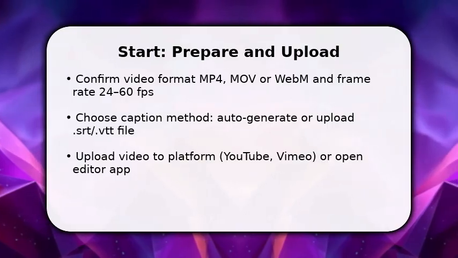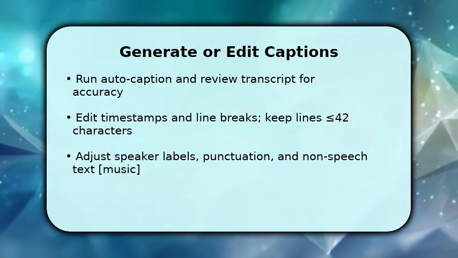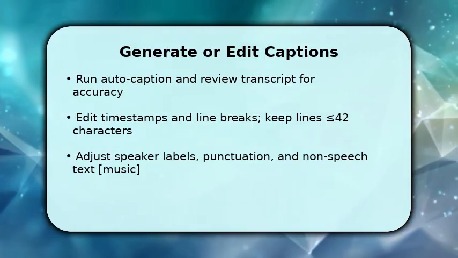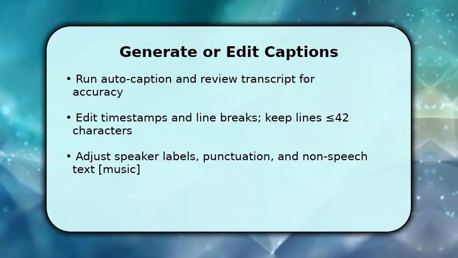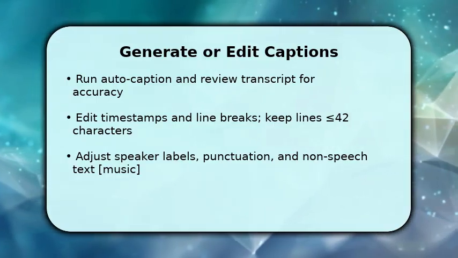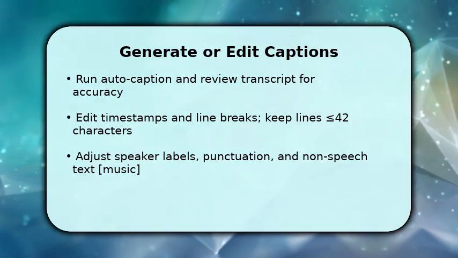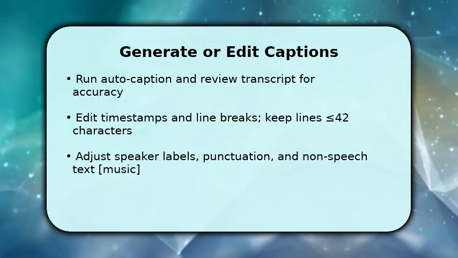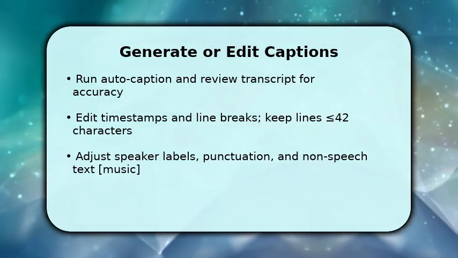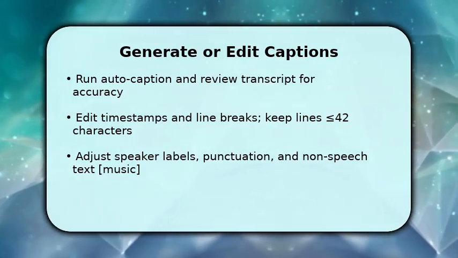Now focus on the middle work, creating and refining the text. If you used auto-generate, play through and correct misheard words because automated tools often stumble on names and acronyms. Then fine-tune timestamps so captions appear with speech. Shift start or end times by 0.1 to 0.5 seconds as needed. Also split long lines for readability and add speaker labels or non-speech cues like music and laughs. Make sure punctuation clarifies meaning.